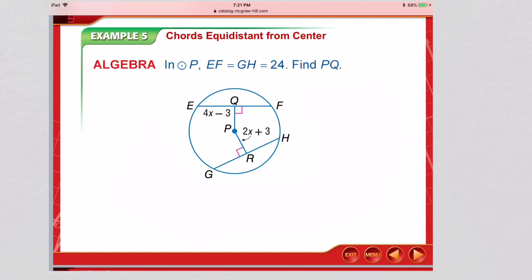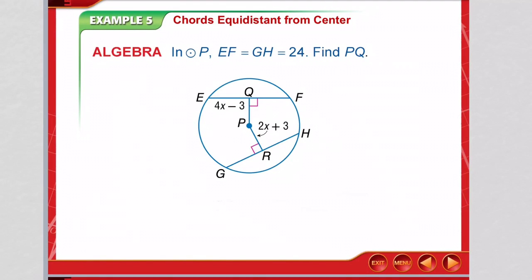So let's look at our last example. In circle P, EF, from E to F, equals GH, which equals 24. Basically, all I had to know was that the chords are congruent, which in turn tells me that that segment and that segment are congruent. So from P to Q, it's the same as P to R. To find PQ, I just need to write an equation and solve.